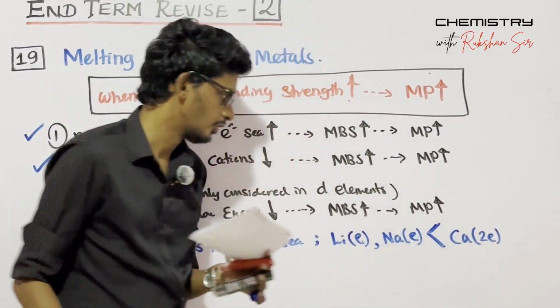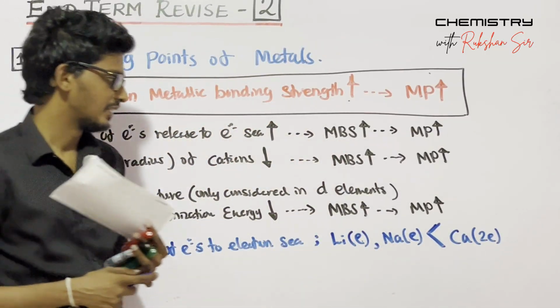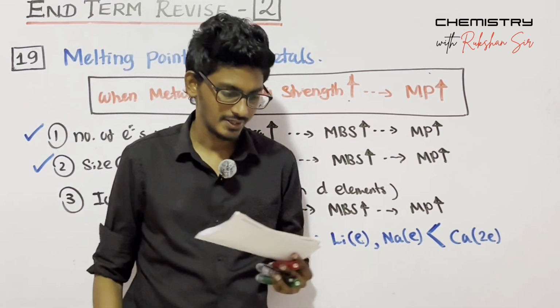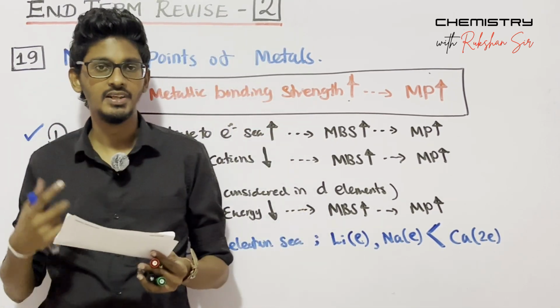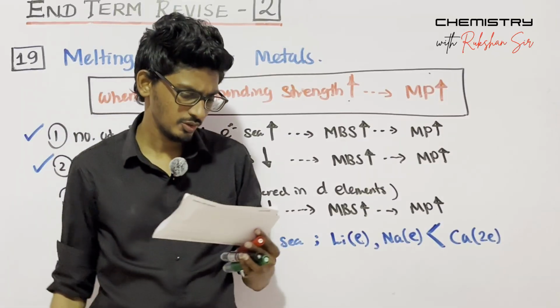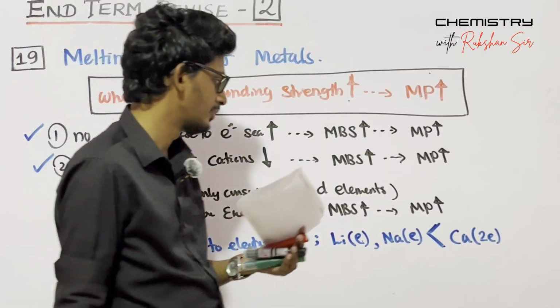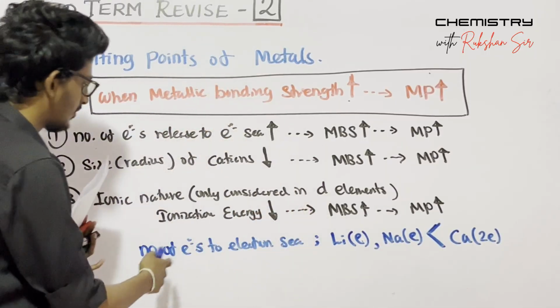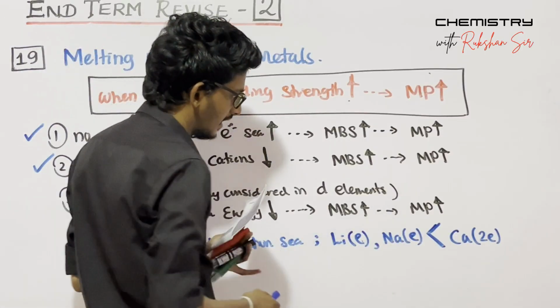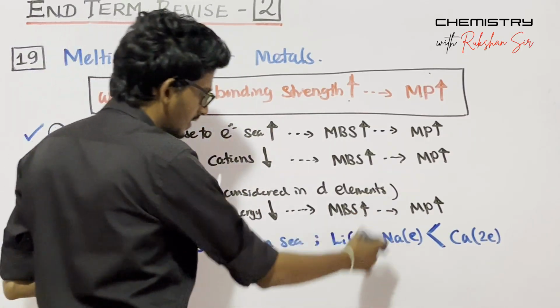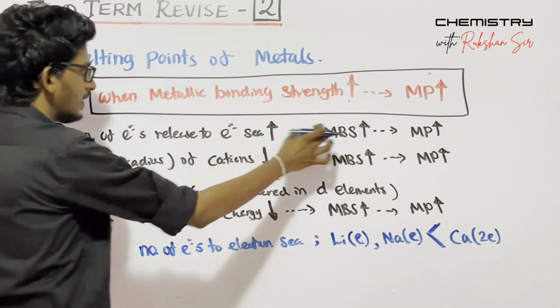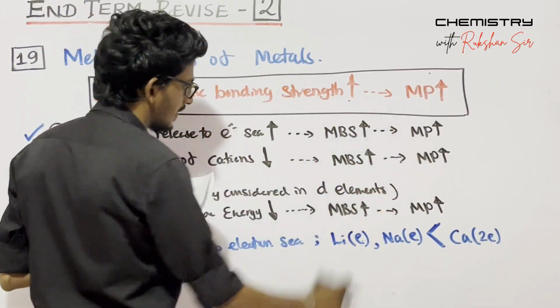Okay, these are all the electrons, when it comes to s-block elements. They are all valence electrons. So they are looking for the highest melting point. As the number of electrons released to the electron sea is high with calcium, calcium has a greater metallic bonding strength, and so the melting point is higher.